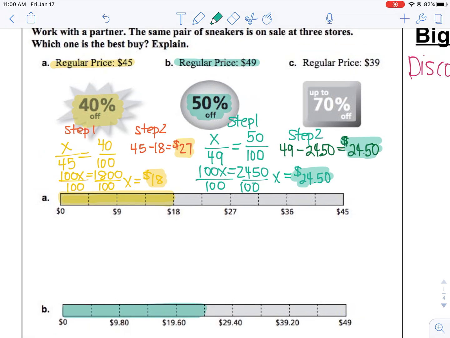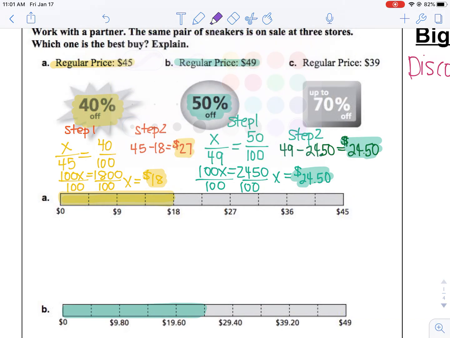And you can already compare store A to store B, the yellow to the green, and you can see that the better price is going to be where you got the better discount, $24.50, because the shoes are cheaper, and you can see that in your final price up top too. Store A was $27, where store B is $24.50. So we already know that the better buy is the 50% off, but we have to look at store C.